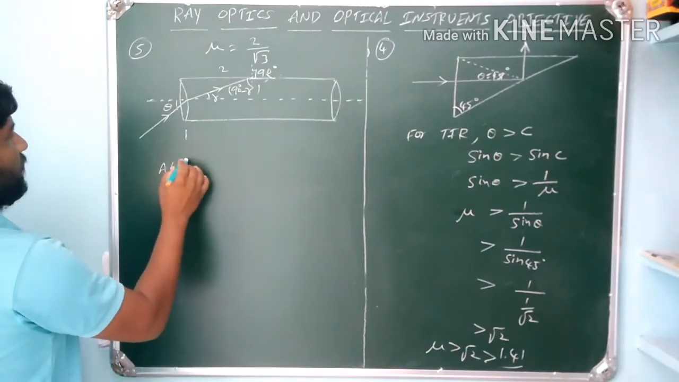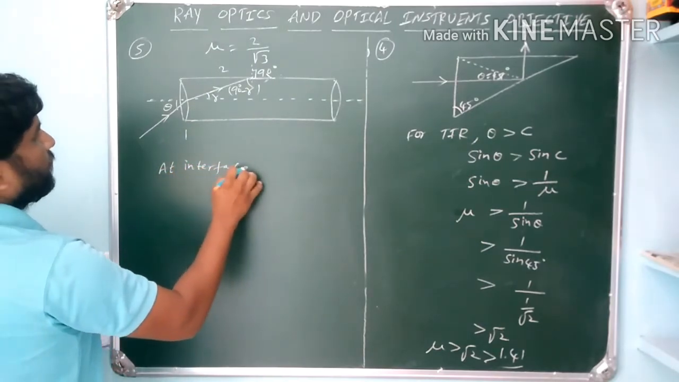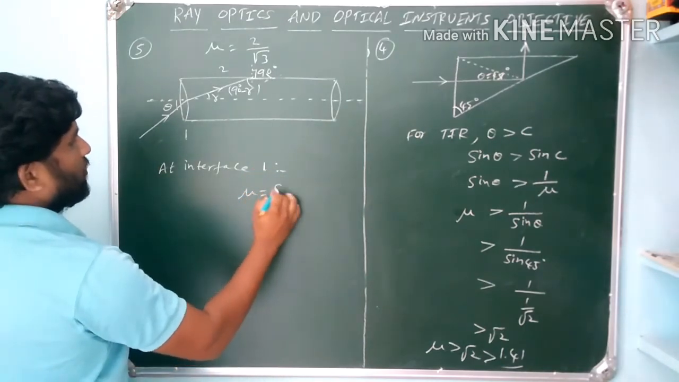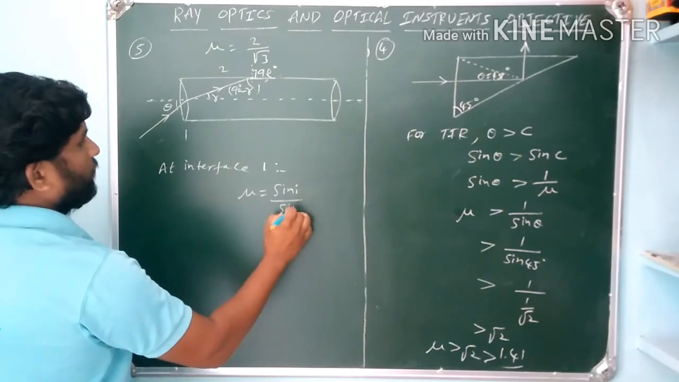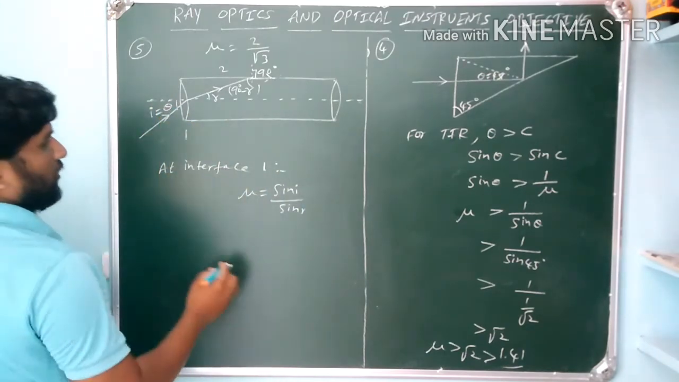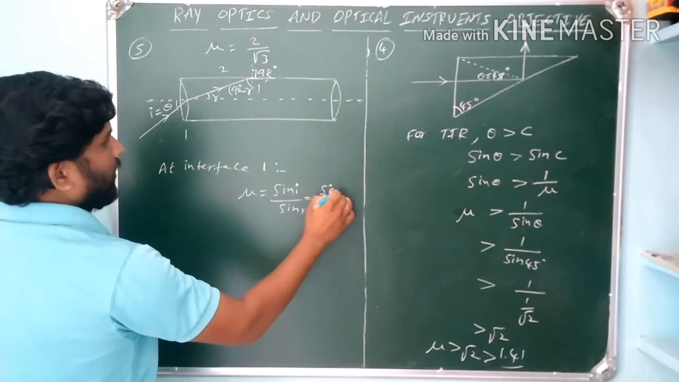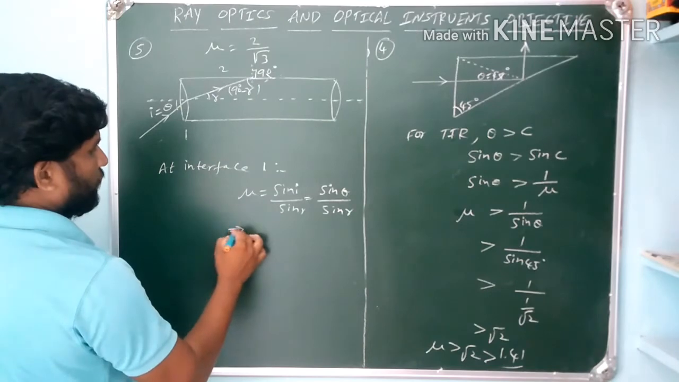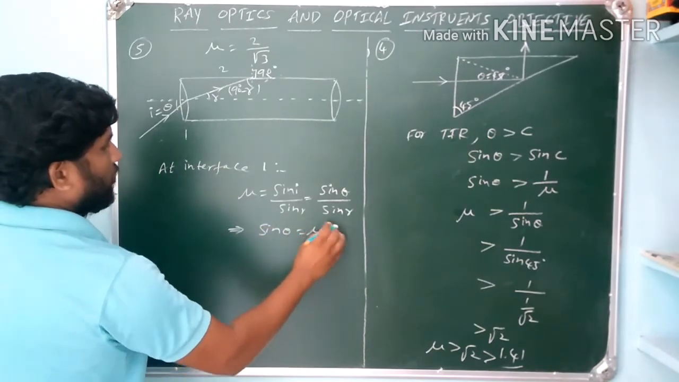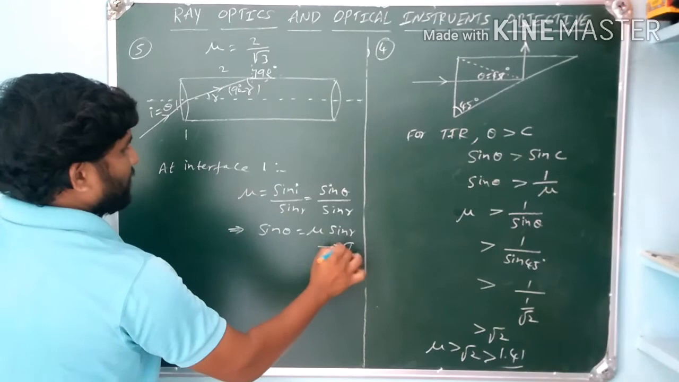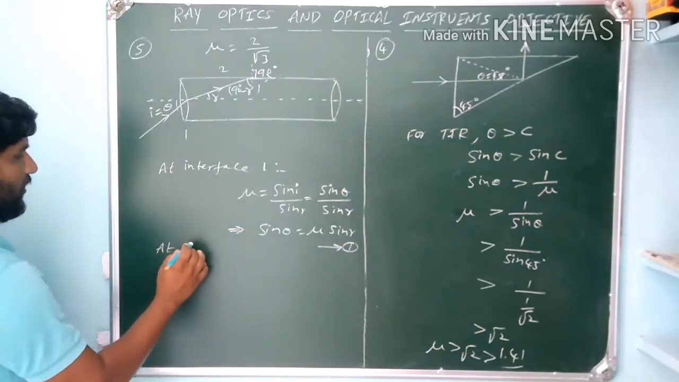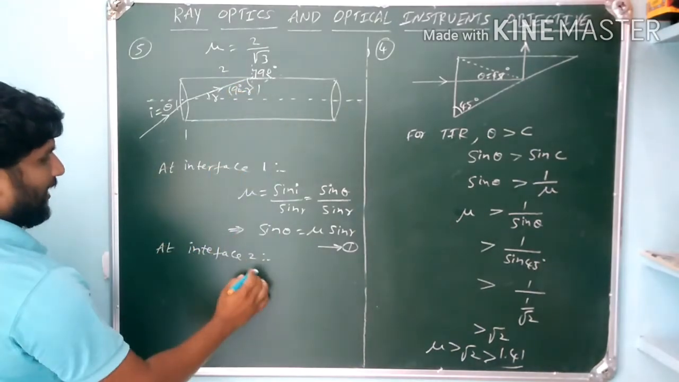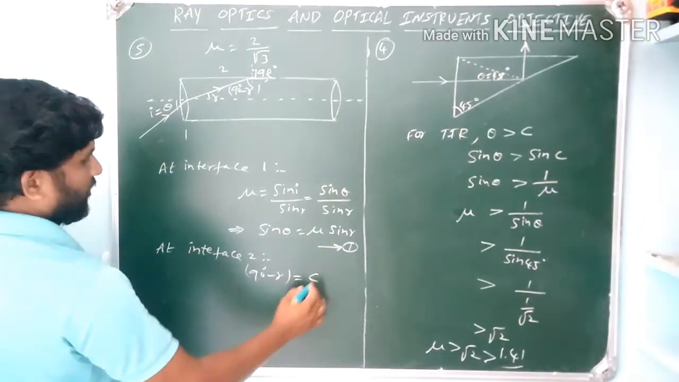Now at interface 1, we write Snell's law: mu equal to sin i by sin r. Here the incident angle i equals theta, which we are going to find out. So mu equals sin theta by sin r. From that, sin theta is equal to mu into sin r. Let us consider this the first equation. Now at interface 2, this angle 90 minus r is equal to the critical angle.